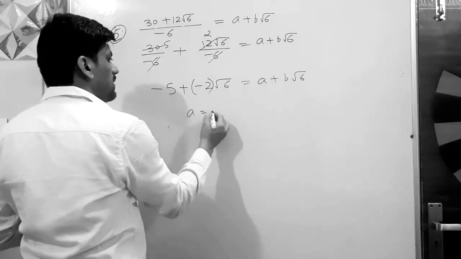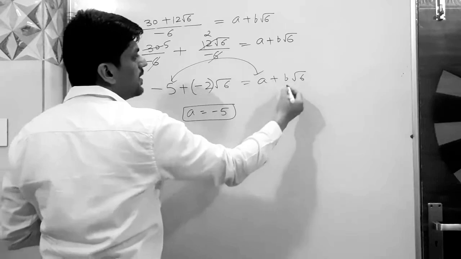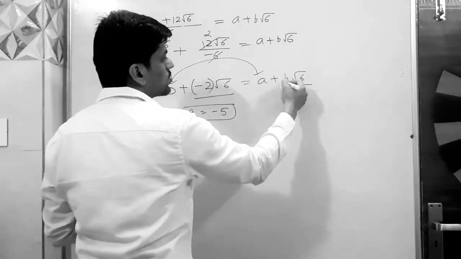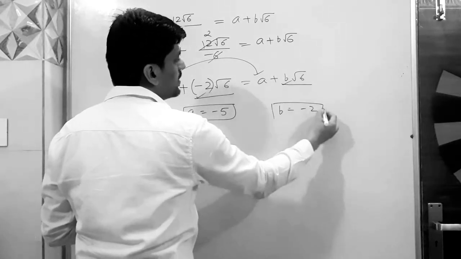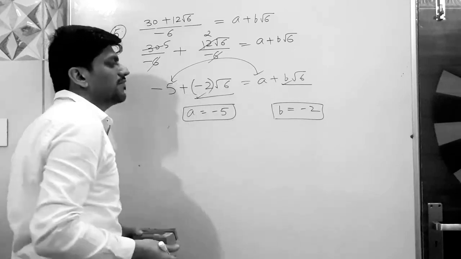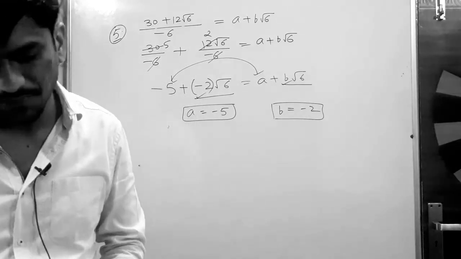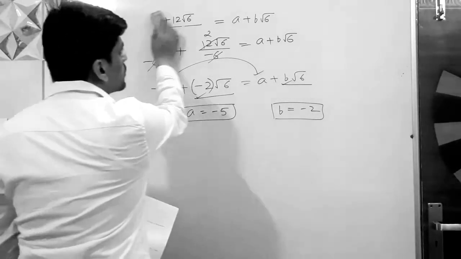So here a becomes minus 5 on comparing rational part with rational part and irrational part with irrational part. There is root 6 in both the terms. So here it is b and here it is minus 2. So the answer is: a value is minus 5 and b value is minus 2. You can note down, this is the answer. Okay, let us proceed with the next question.